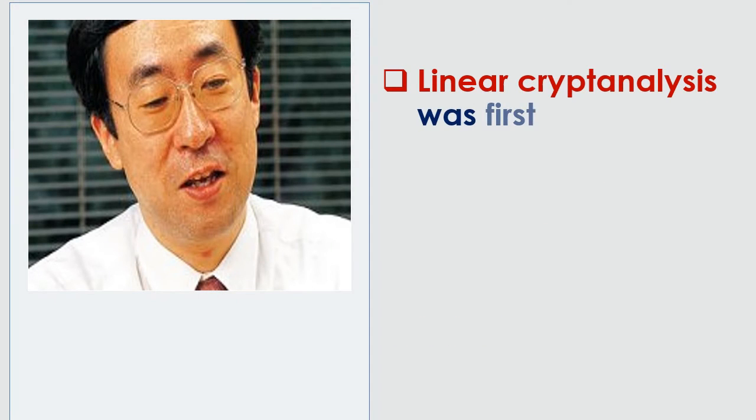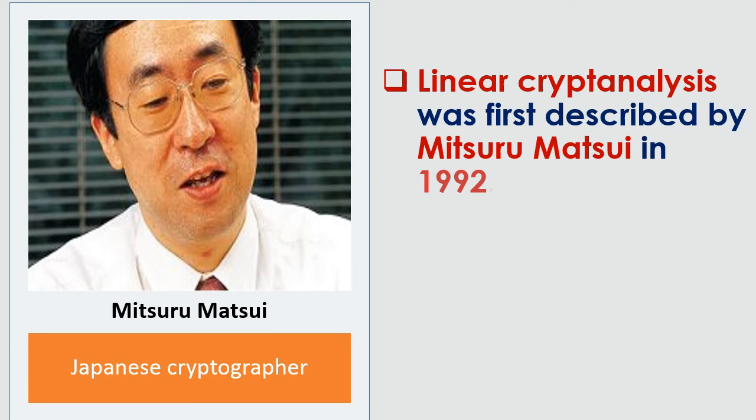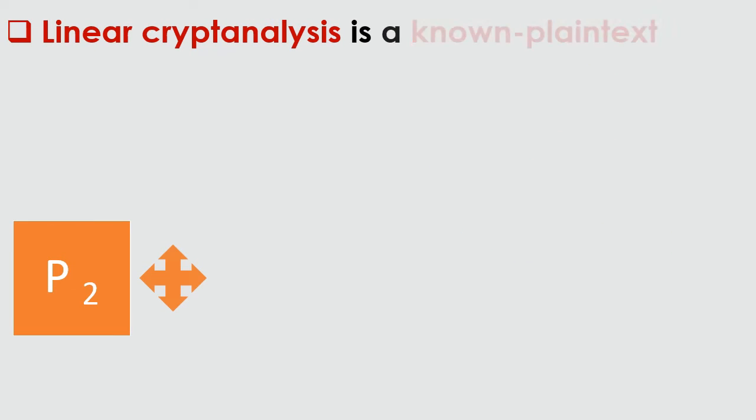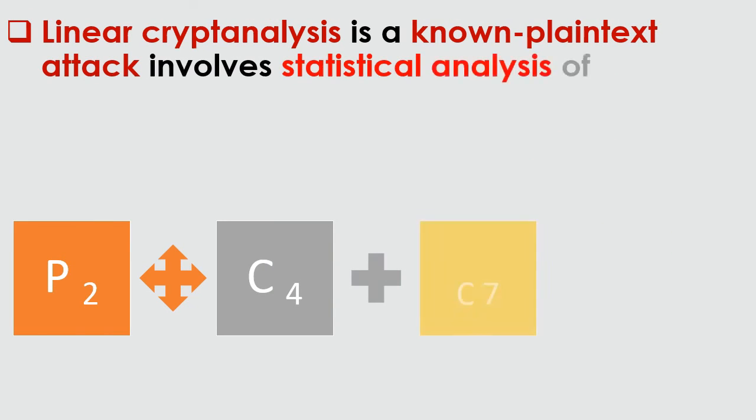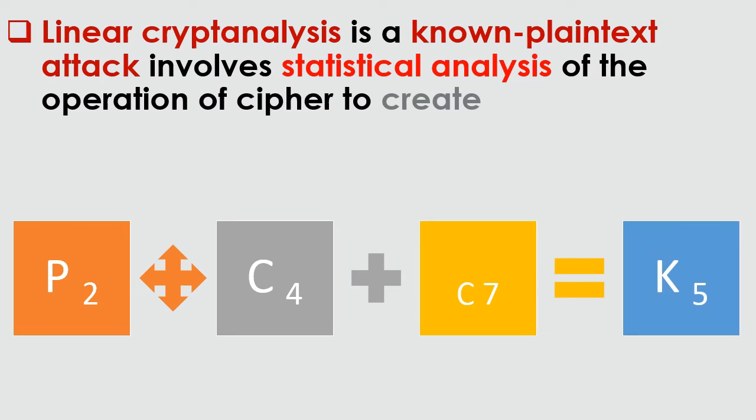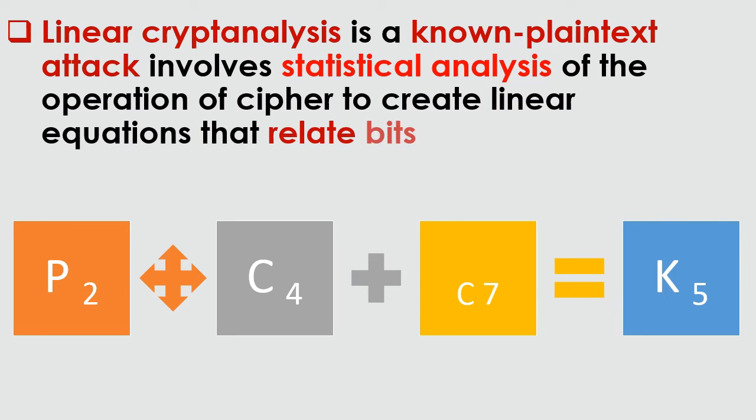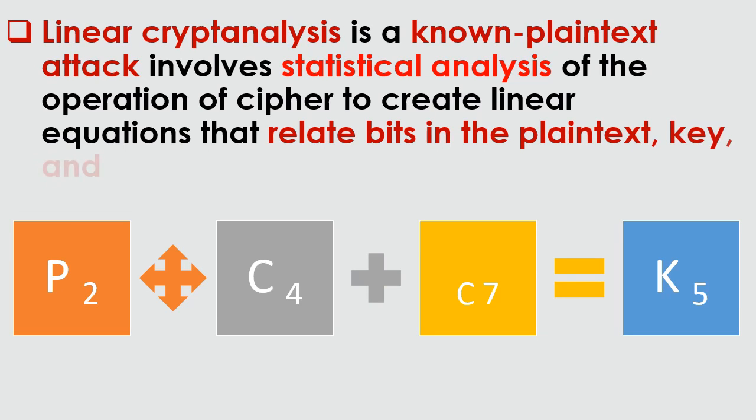Linear cryptanalysis was first described by Mitsuru Matsui in 1992. Linear cryptanalysis is a known plaintext attack. It involves statistical analysis of the operation of cipher to create linear equations that relate bits in the plaintext, key, and ciphertext.